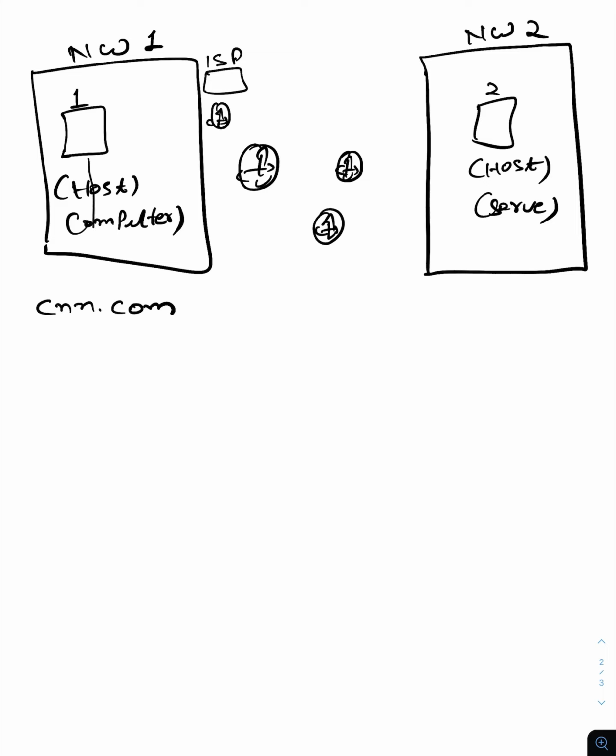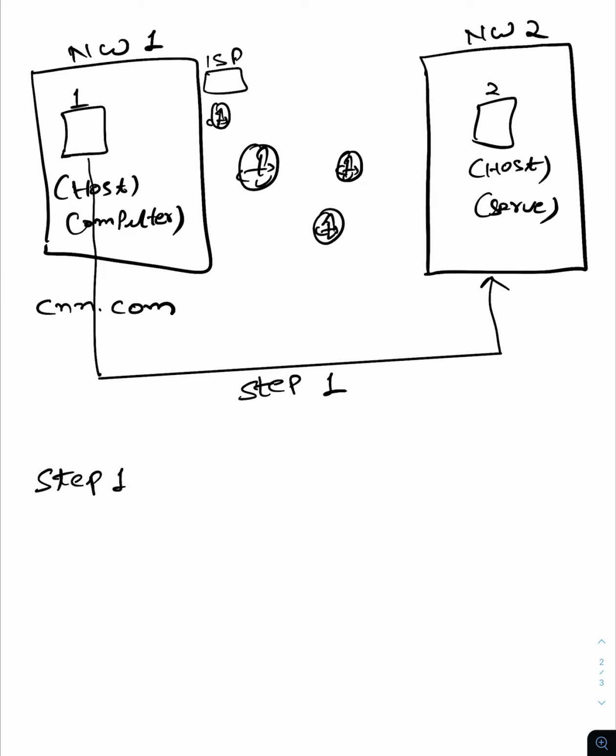So the first step is that the packet, or the request, has to go from this network all the way to this network. It's just the network. It did not go to the host in network 2. So this is step 1. In step 1, your request, or your computer, talks to network 2. So from network 1 it goes to network 2, your request.